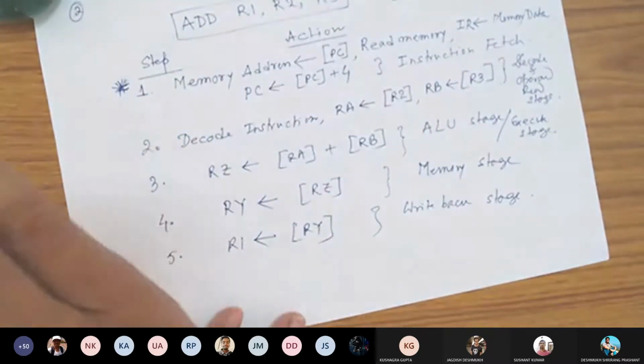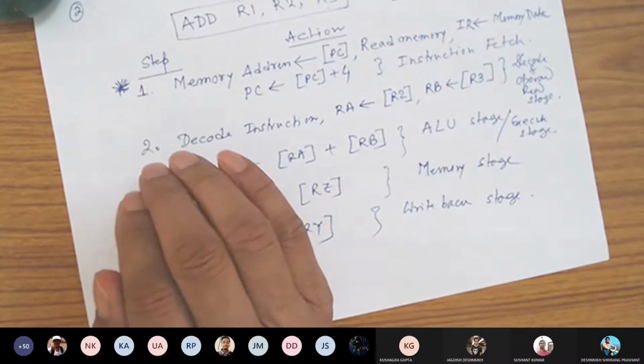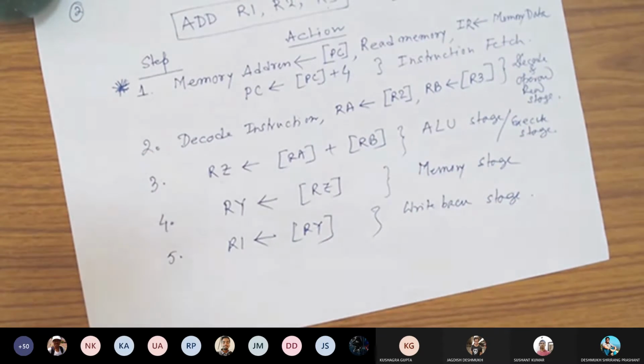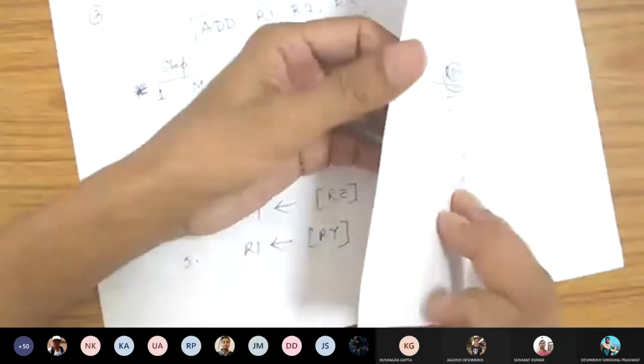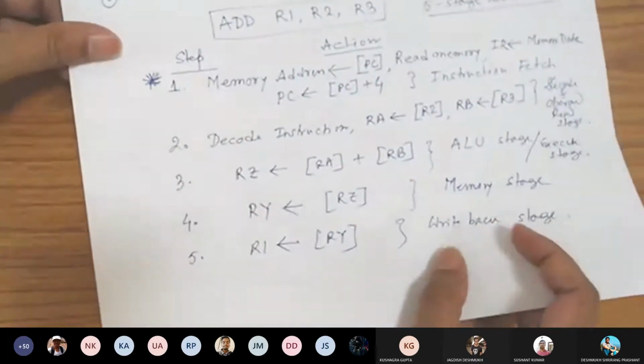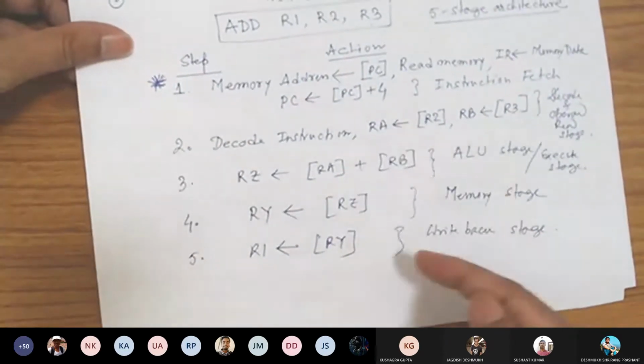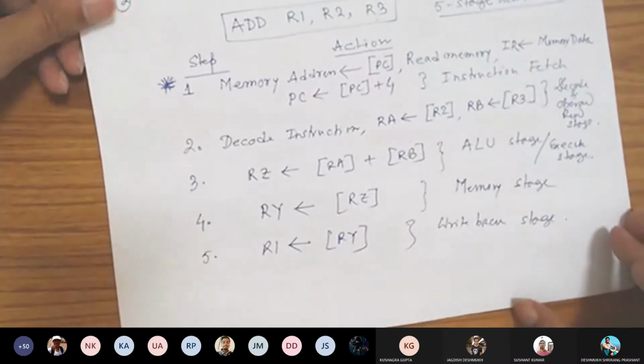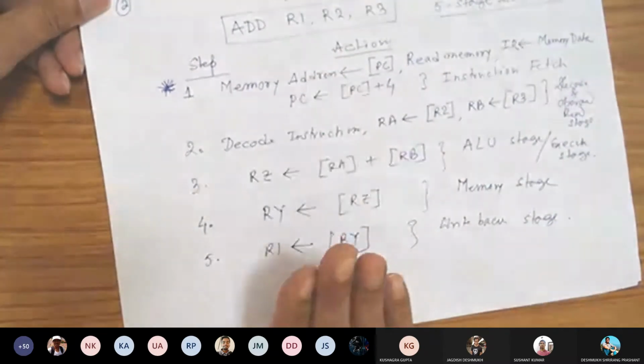I will take other instructions and show you how the same pipeline can be used for executing other instructions. Is that clear? These steps which logically we actually found based on that architecture. Is that clear to all of you?